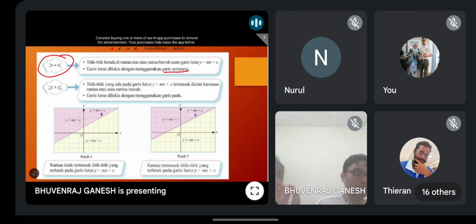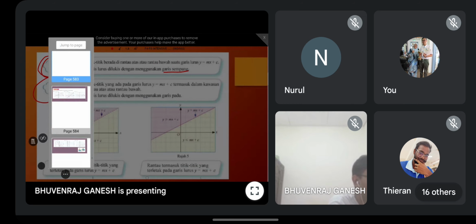Okay, so make sure you see what inequality you wrote in your previous question. If it doesn't have an equal sign, make sure it's a dotted line. If it has an equal sign, then only you put the straight line. Okay, so this is the concept. So this one nothing much also. So next one.